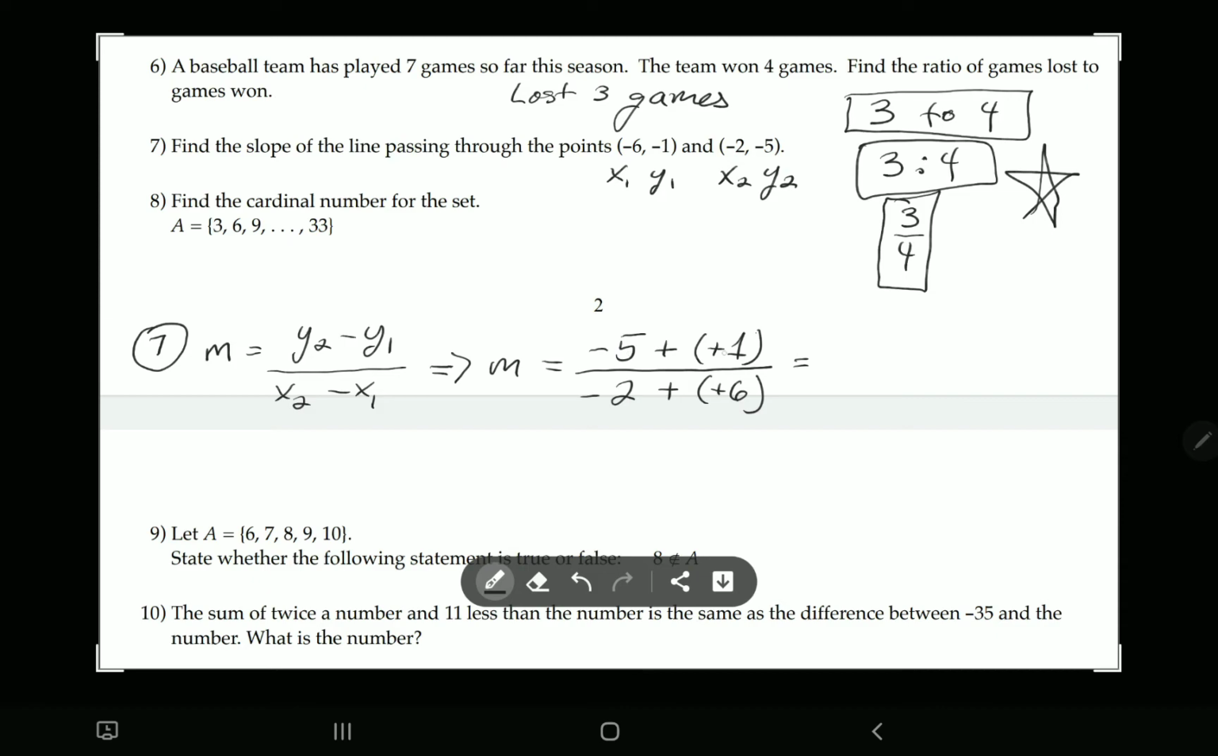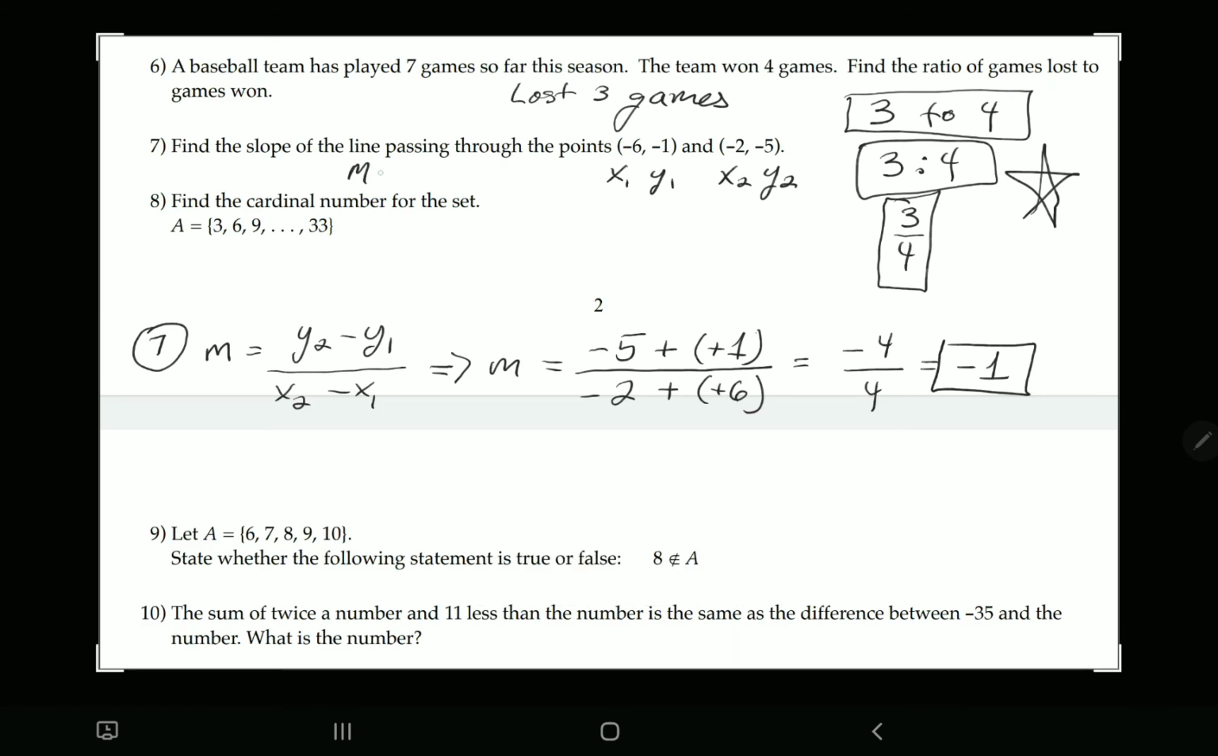So -5 plus 1. You owe your bank $5, you pay them back 1, you now owe them $4. And yes, you can use a calculator as well. I'm choosing not to for the time being. Divided by, you owe your bank $2, you deposit 6, now you have $4 in your account. -4 divided by +4 is going to be -1. So the slope of this line between those 2 points is going to be -1. M equals -1.